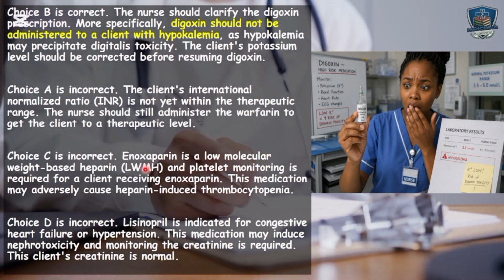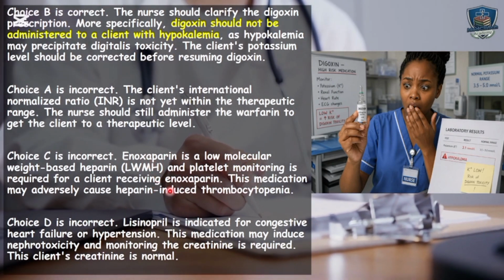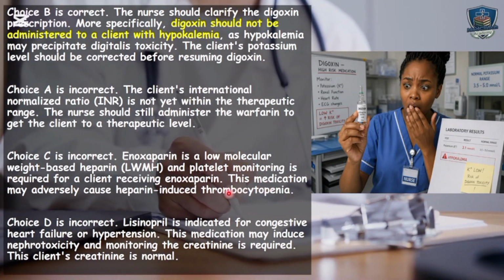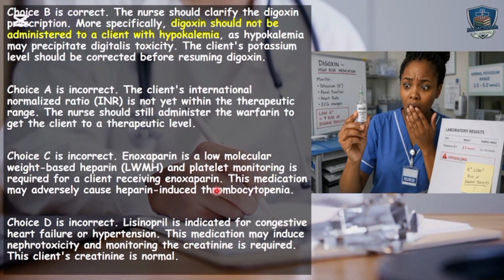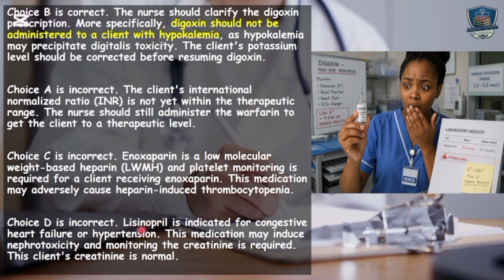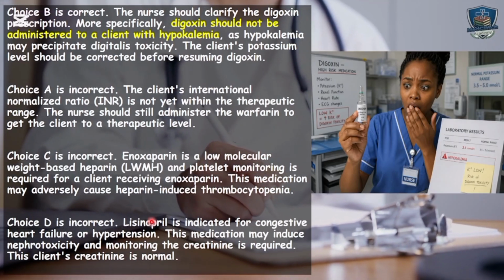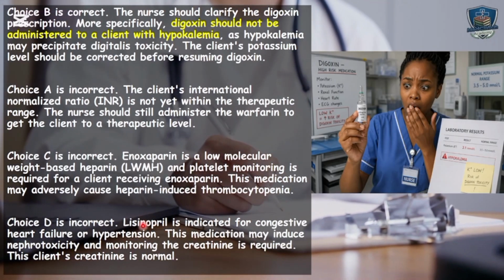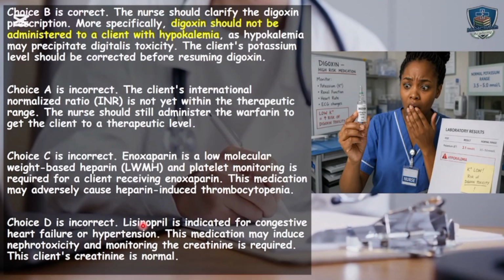So when giving this low molecular weight heparin, you have to monitor the platelets to avoid heparin-induced thrombocytopenia. Apart from that, our last choice D, lisinopril, we know is an ACE inhibitor, just like captopril. We know these drugs tend to cause an elevation of creatinine and BUN.